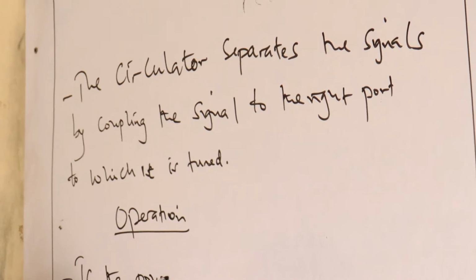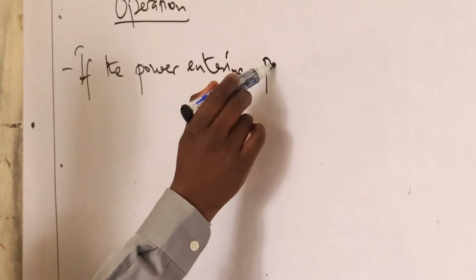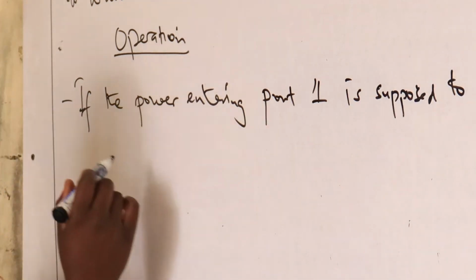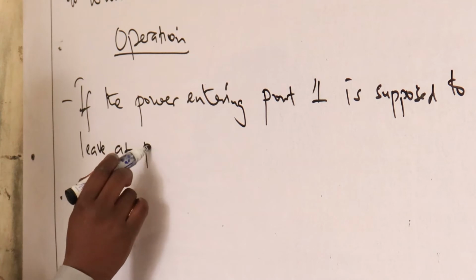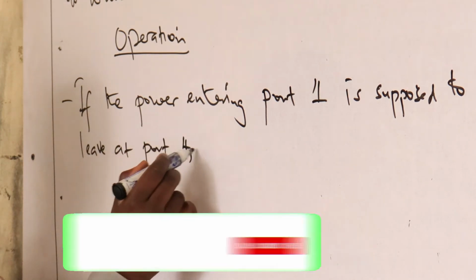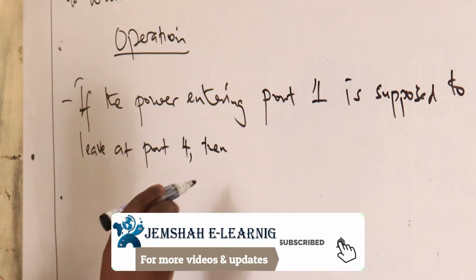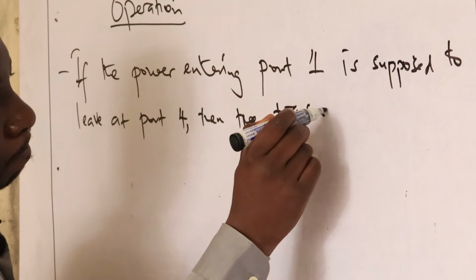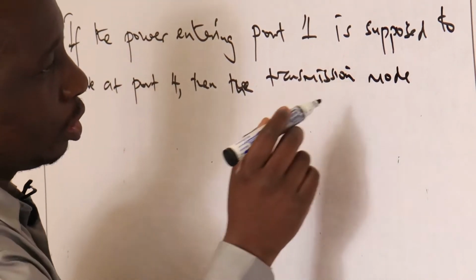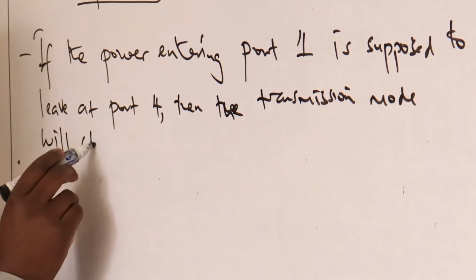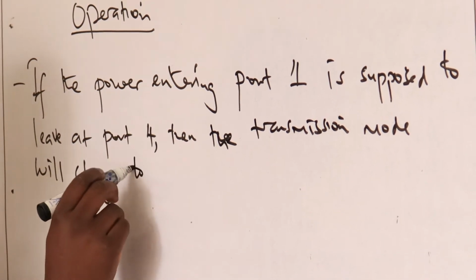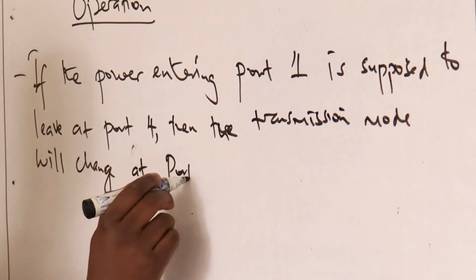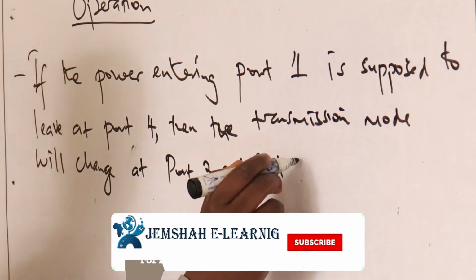If the power entering port 1 is supposed to leave at port 4, then the transmission mode will change. We change at port 2 and port 3.